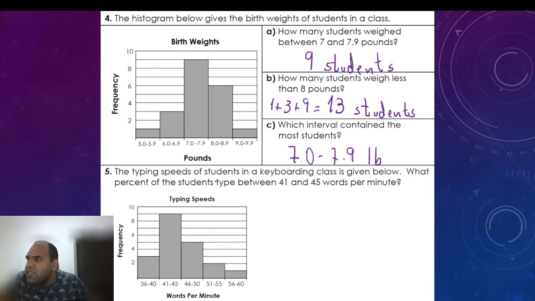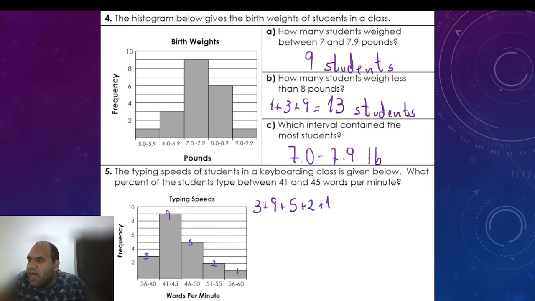The typing speeds of students on a keyboard in class are given below. What percent of the students type between 41 and 45 words per minute? First of all, find the quantity of students I have in this class, okay? Here is 3. Here is the second interval, it's 9. The third one, it is 5. Fourth one, it is 2. The last one, 1. Let's add together all the numbers. 3 plus 9 plus 5 plus 2 plus 1.